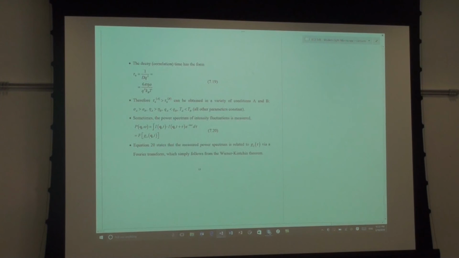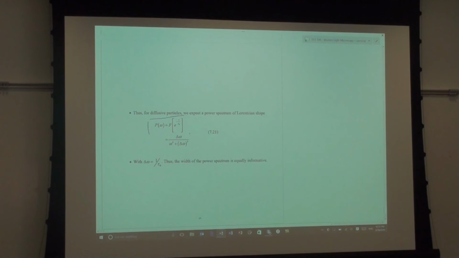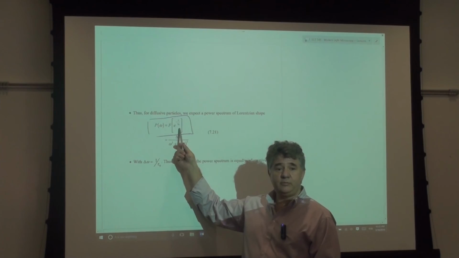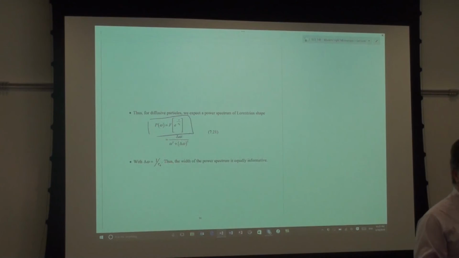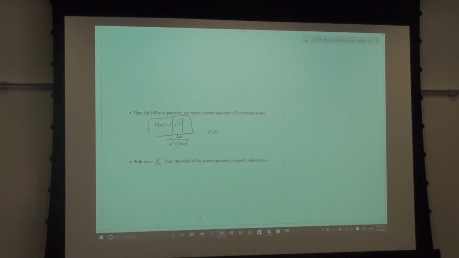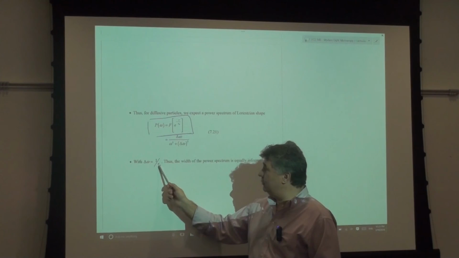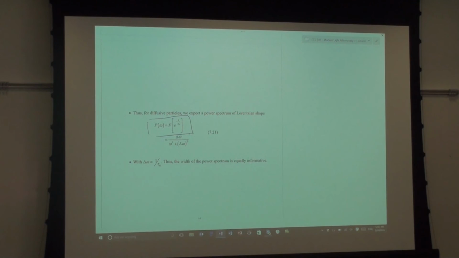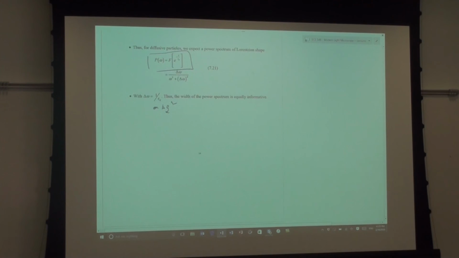Let's see if we missed anything else. I can do the same measurement with the power spectrum, or I can represent it. I can take the same data, either show the correlation decay or its power spectrum. It's nothing more but the Fourier transform. They are Fourier transforms of one another. What's the Fourier transform of an exponential? Lorentzian. This is a Lorentzian. Now, delta omega is nothing more but 1 over tau naught. And delta omega is proportional to Dq squared. That's it.